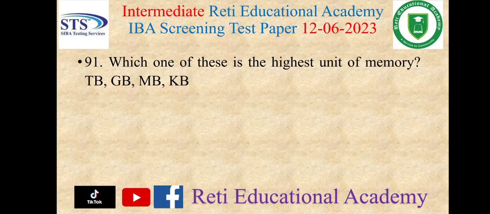Question number 91. Which one of these is the highest unit of memory? Terabyte, gigabyte, megabytes, gigabytes. 1024 gigabytes combines 1 MB and 1024 megabytes combines 1 GB and 1024 GB combines 1 TB. So TB is the highest unit of memory.